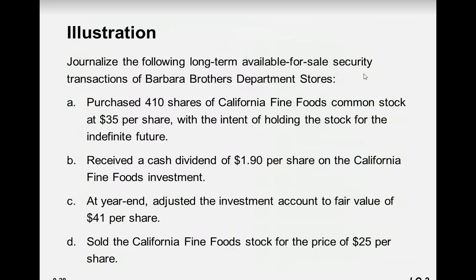If we journalize the following long-term available for sale security transactions, we purchased 410 shares of California Fine Foods common stock at $35 per share with the intent of holding the stock for the indefinite future. We also received a cash dividend of $1.90 per share on the stock. At year end, the adjusted investment account fair value was $41 per share, and we sold the stock for $25 a share in Part D.